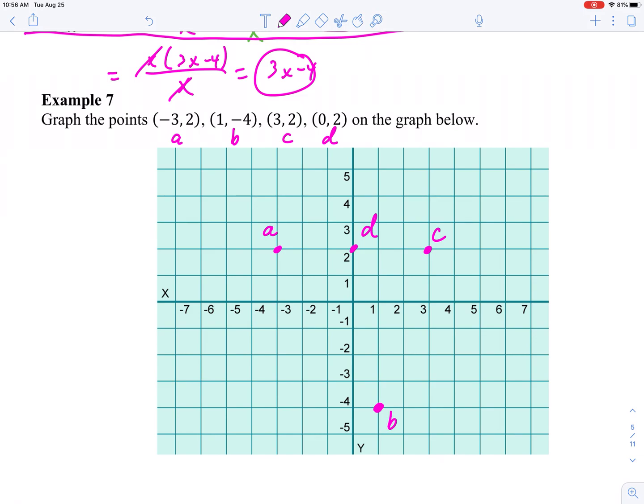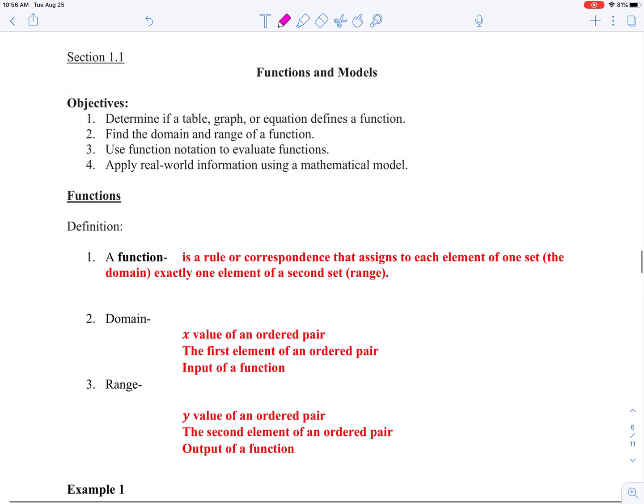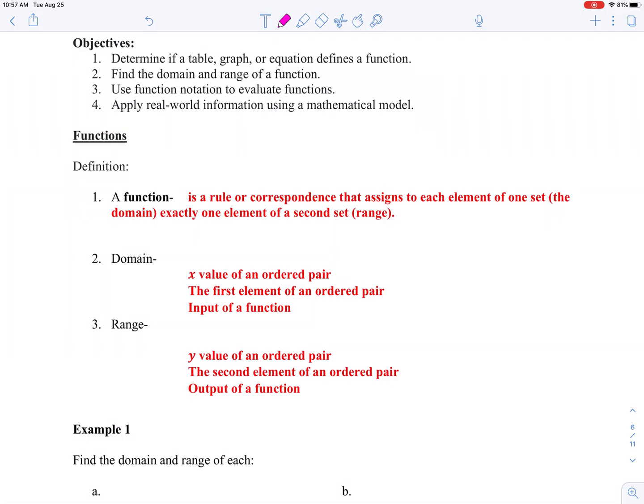All right, moving on. That was just some review stuff. Now on to section 1.1, functions and models. So there's our objectives right there. Let's talk about a few definitions. A function. Now you don't need to memorize the word-for-word definitions. You just have to know how to apply them. On tests and quizzes, I do not ask for definitions, but you need to understand the definitions to do the work.